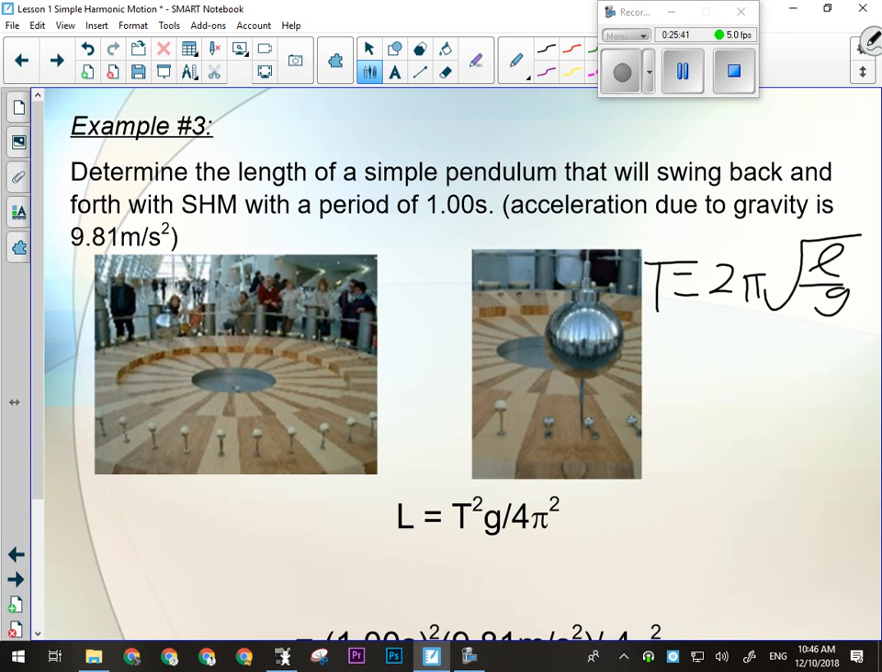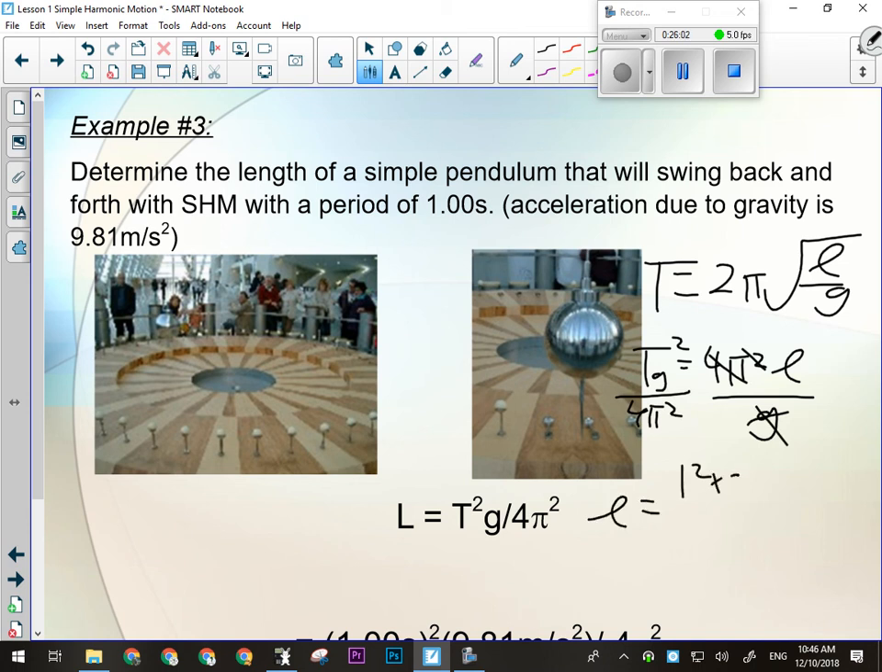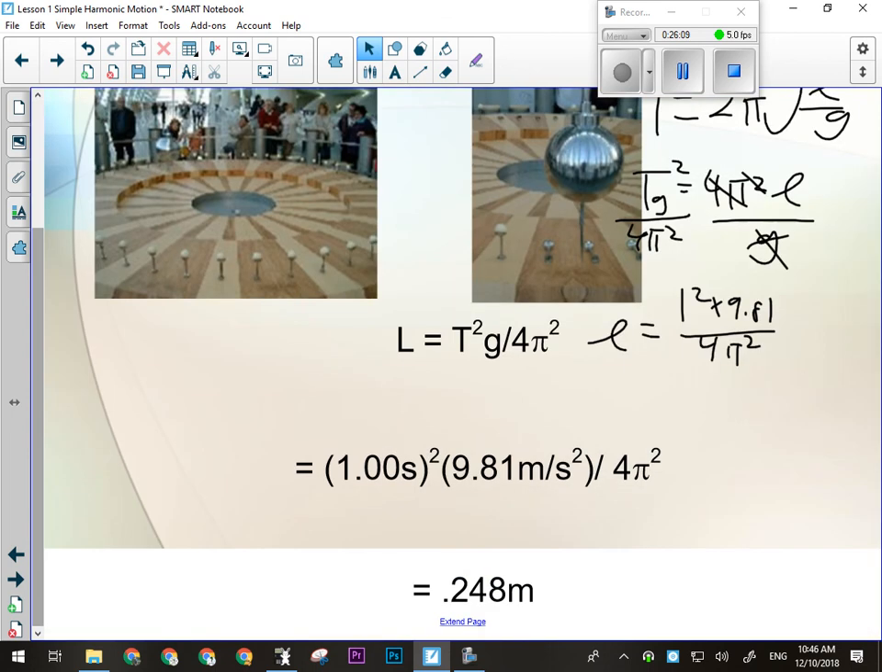So the first thing we have to do to everything is square it. Then we have T² = 4π² × L/g. Now I can manipulate for L. I multiply both sides by g, divide both sides by 4π², and I'm left with L. So L will equal 1² × 9.81 divided by 4π². When I do that, I should get that it's 0.248 meters in length.